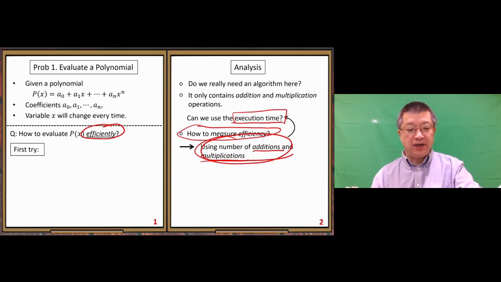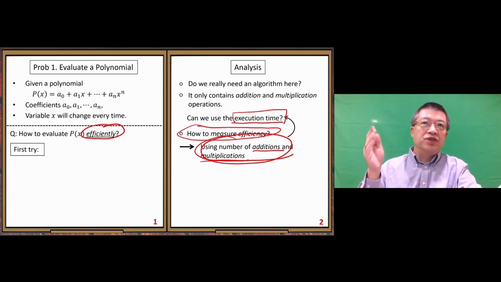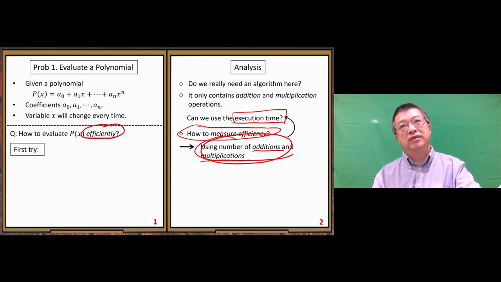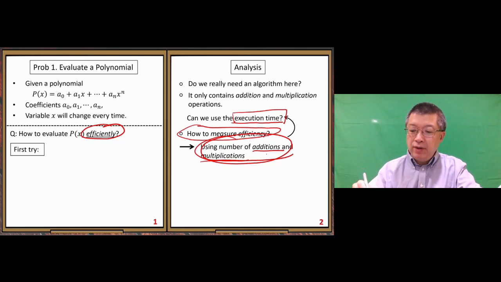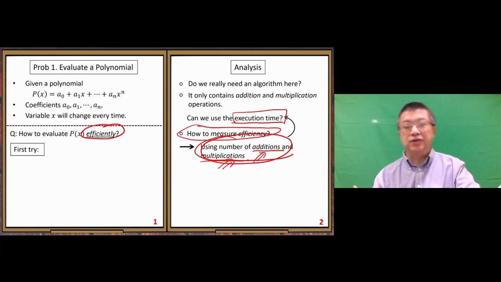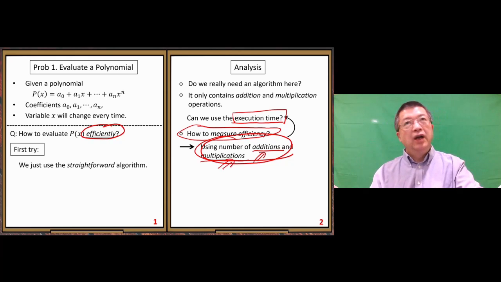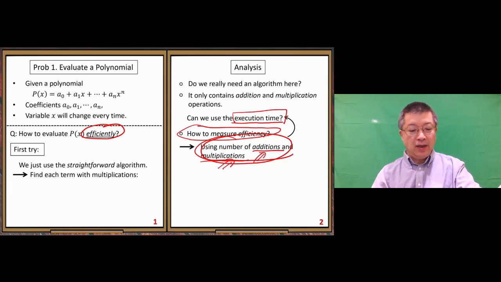All right, next, let's try to solve it. The first try, let's count the number of additions and the number of multiplications first. We just use the straightforward method. I think you know the meaning. What's the straightforward method? Just do it directly.